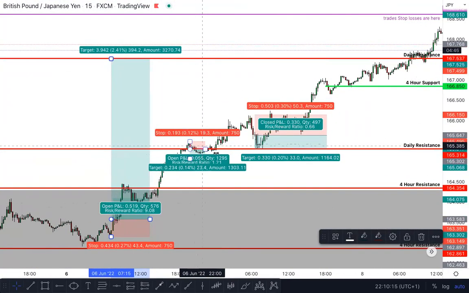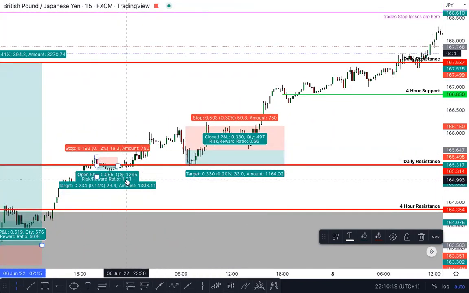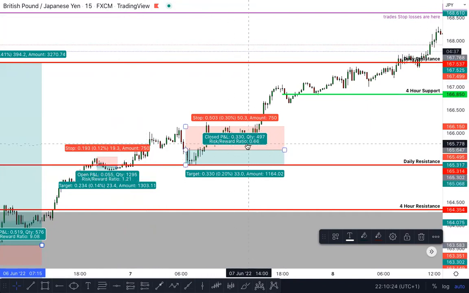Then you had a sell trade here that failed. Then you had another sell trade here. It didn't even fail, to be fair. It got to break even because it went at least one forward. And then this one here would have failed because it only went 0.6.